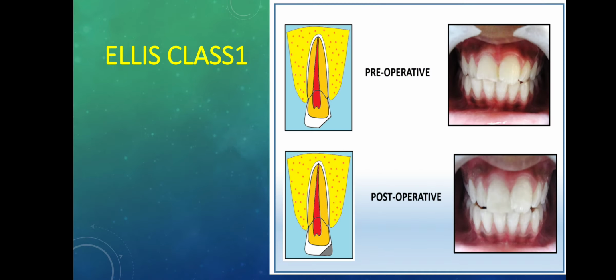Now coming to the treatment part, if you have an Ellis class 1, for the treatment you would just round out the sharp edges if there are any, so that it does not lacerate the soft tissue any further. And also you would advise a soft diet, and you would recall the patient with more appointments.